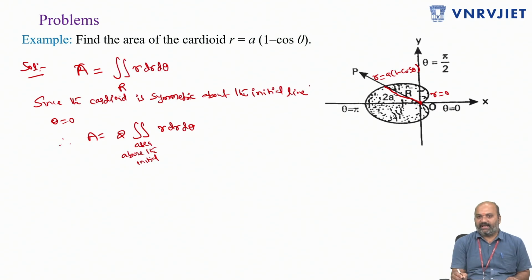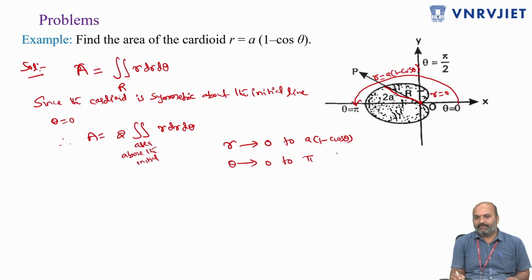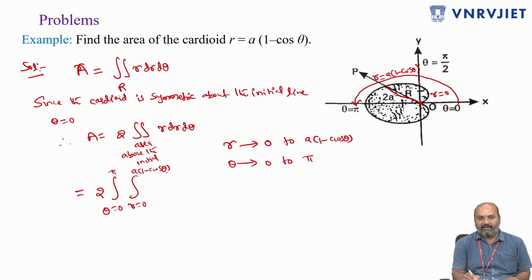So for this region, the limits for r are, r varies from 0 to a into 1 minus cos theta, and theta varies from 0 to pi. Since above the initial line, theta equals 0 to pi only. Okay, so these are the limits. Now substitute the limits, that is 2 into integral theta varies from 0 to pi and r varies from 0 to a into 1 minus cos theta, r dr d theta.